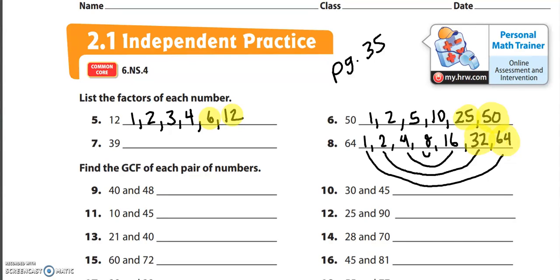All right, so check out the factors of 39. It's an odd number, and odd numbers almost always have less factors than even numbers because very commonly the second factor is 2. Well, the second factor of an odd number is not going to be 2. It might be 3, and in this case it is. It's going to be 3 times 13, and it's going to be 1 times 39, and that's it. There's only 4 factors of 39.